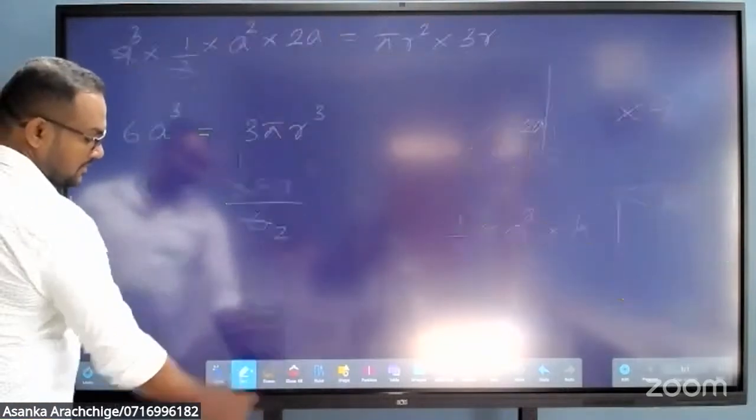Okay. Next one. If r is equal to 1.725 centimeters, by taking pi equals 3.14, find the value of a cube using the logarithms table and obtain the side length a of the base of a pyramid to the nearest centimeter. Right.